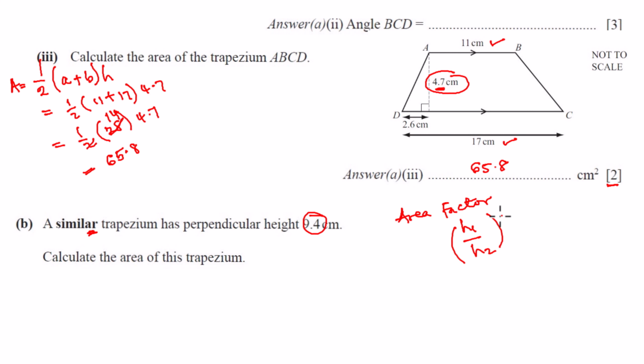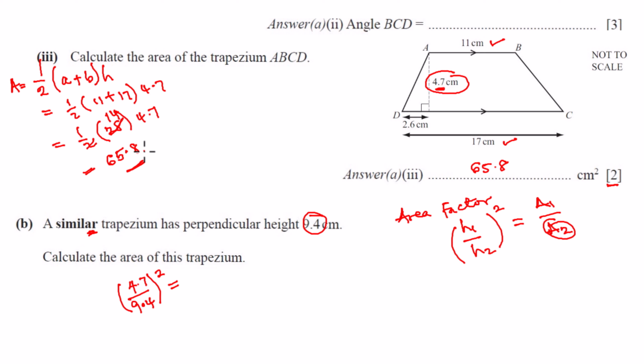Now, because it is area factor, you are going to square this and then equate it to the area, which is area of the first one over area of the second one. So we are looking for the area of the second one here, don't forget. h1 is 4.7. So I'm going to do 4.7 divided by h2, which is 9.4. Then I'll square whatever this result is, equate it to the area we got for the first one, which was 65.8.